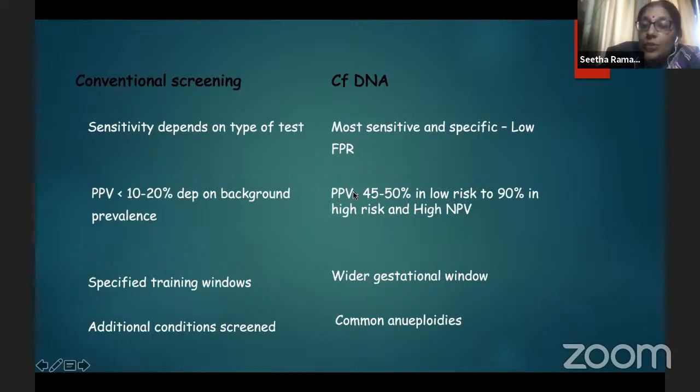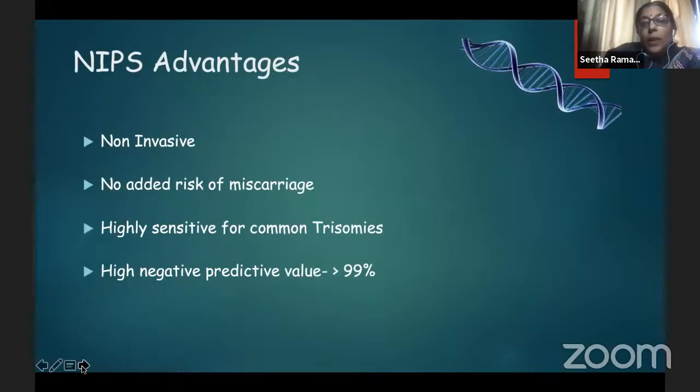But the important thing to remember with the cell-free fetal DNA is about the positive predictive value. So in a low-risk population, where the incidence of a particular disease is very low, the positive predictive value decreases. But in a high-risk population, it increases to 90% with a very high negative predictive value. And obviously, with conventional screening, the main advantage is that you can see other conditions, whereas cell-free DNA, as of now, is very sensitive for the common aneuploidies like 21, 18, and 13.